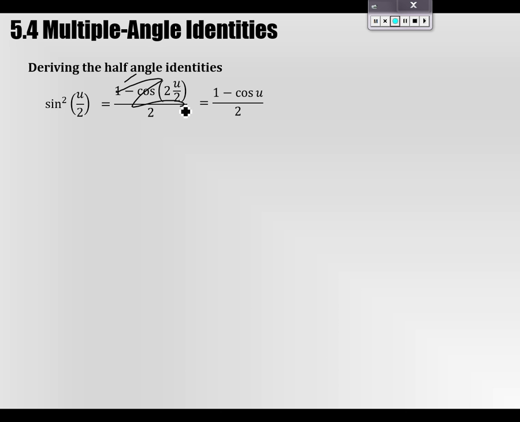Now, taking that equation and taking square roots on both sides gives us, just over here, sine of u over 2, and we call that the half angle identity for sine. Okay?